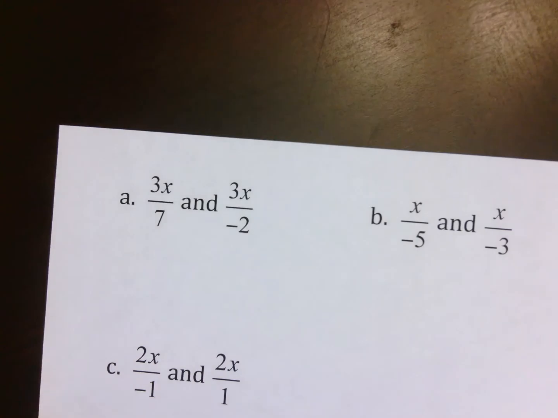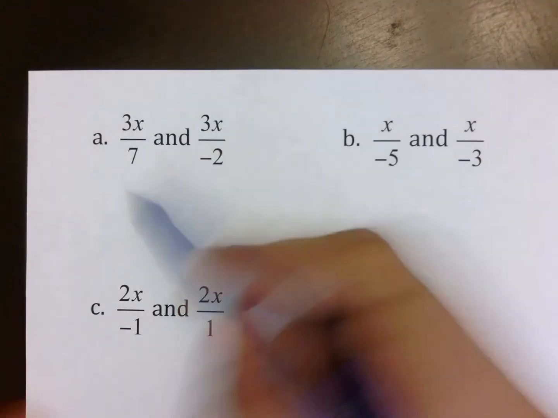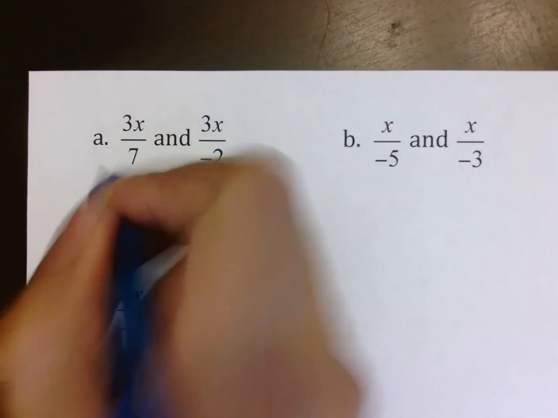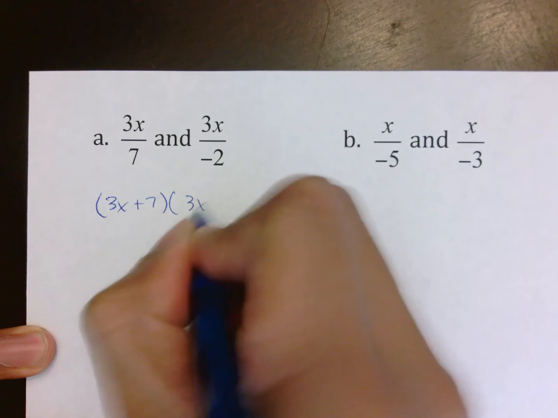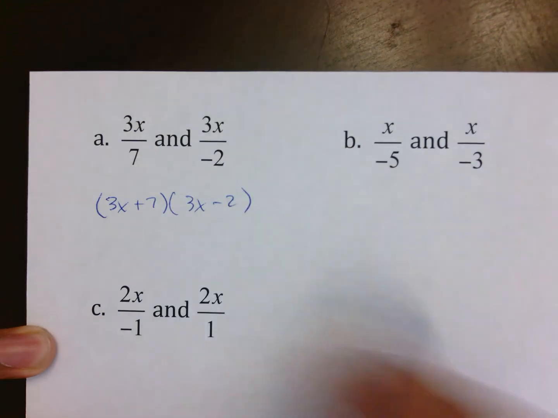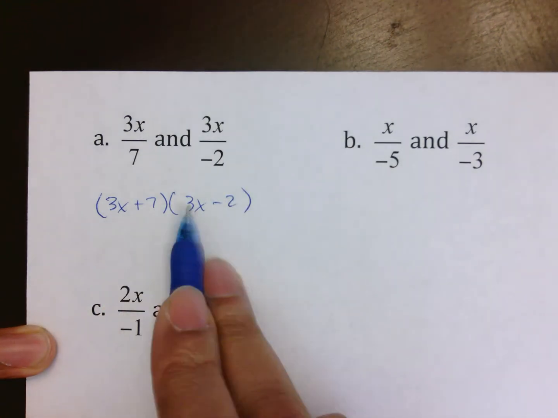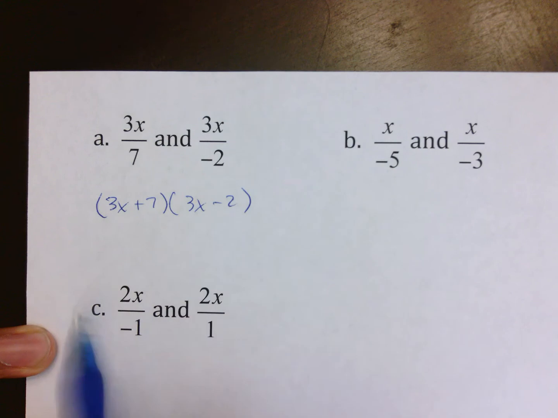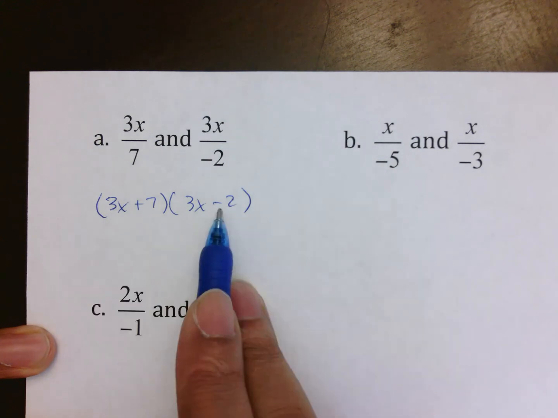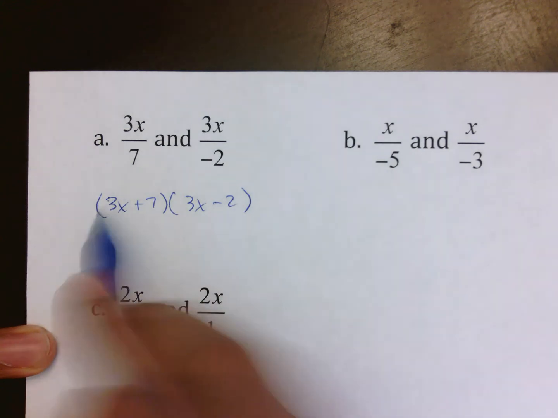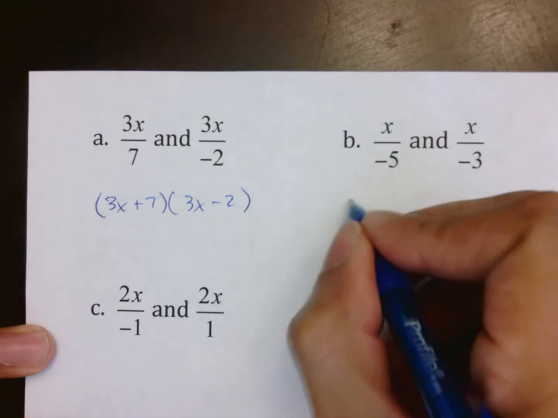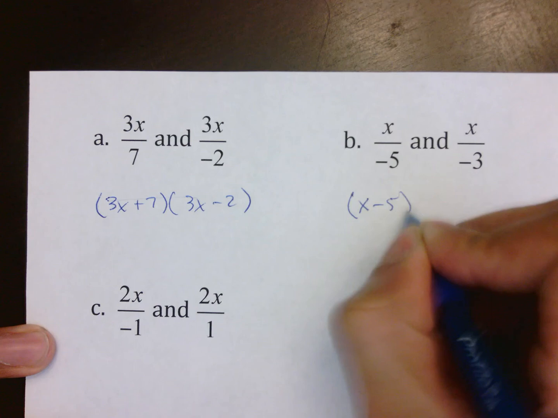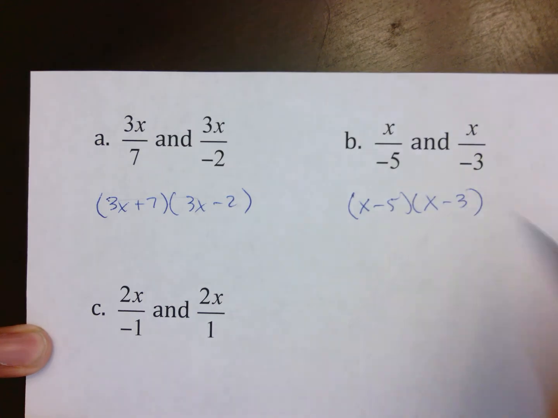So, if we ended up with 3x over 7 and 3x minus 2, we simply take this and put 3x plus 7 and 3x minus 2. That would be our final answer. Notice that looks just like the problems that we were multiplying last time around, and that is what we need it to look like. Here, if we had x over negative 5, x over negative 3, it turns into x minus 5 and x minus 3. That's it.